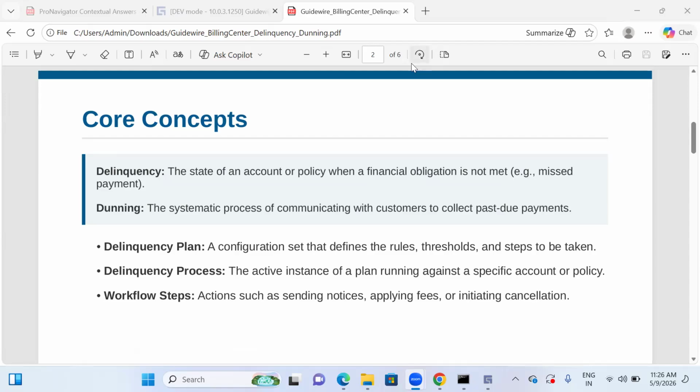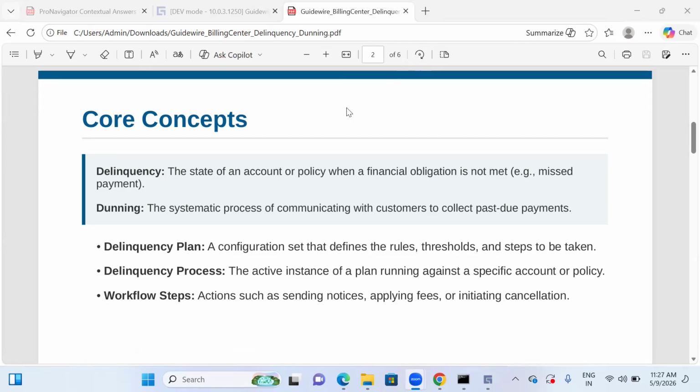Right. So as part of our Guidewire building, we must know about delinquency as well as dunning, because these are the two major topics part of Guidewire BillingCenter we must be good with. In regard to that, first of all, we must know what delinquency is and what dunning stands for.